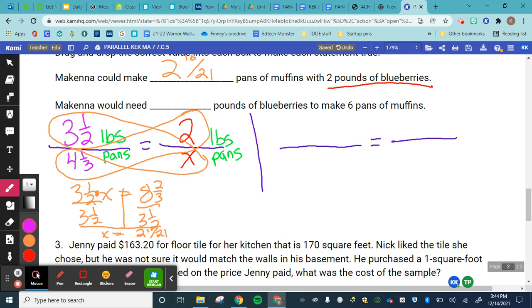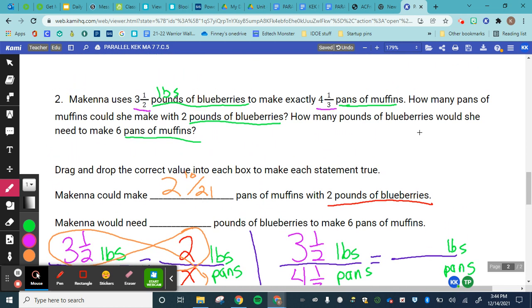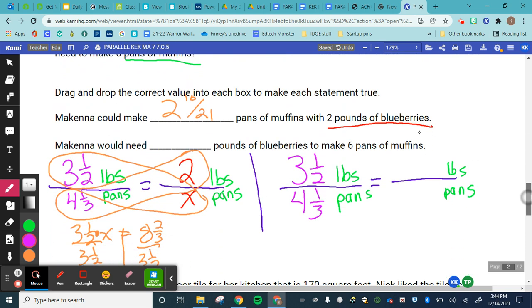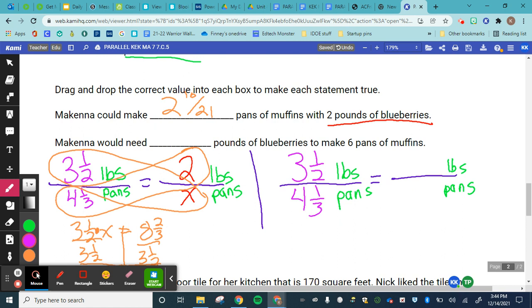Now I do the same thing, but I'm going to use the 6 this time. So I'm still comparing pounds and pans. My ratio for the original recipe doesn't change. It's 3 1/2 pounds and 4 1/3 pans. If you forgot, we got that from back up here in the question. 3 1/2 pounds and 4 1/3 pans. But now I'm answering the second question.